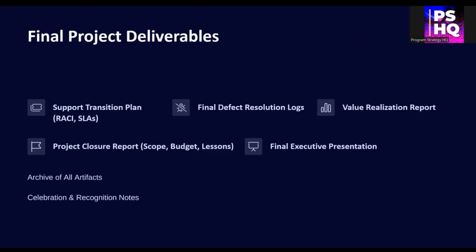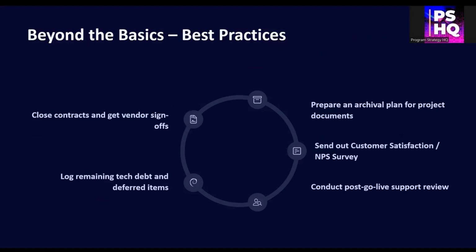To close a project like a pro, finalize vendor contracts and secure sign-offs. Implement a document archival plan. Send a customer satisfaction survey or NPS form. Conduct a post-go-live support review. Log any remaining technical debt or deferred scope items. It's the details that elevate a good closure into a great one.